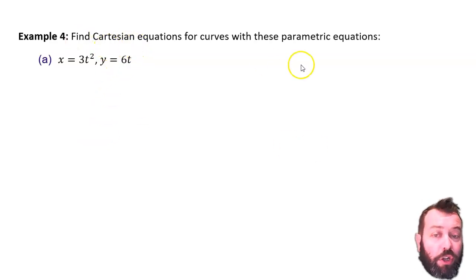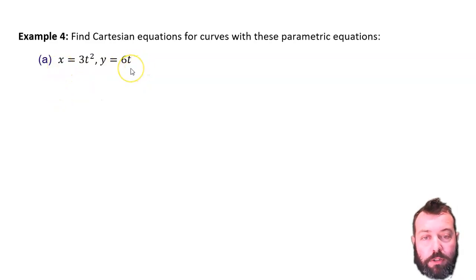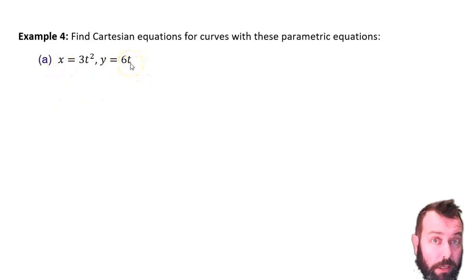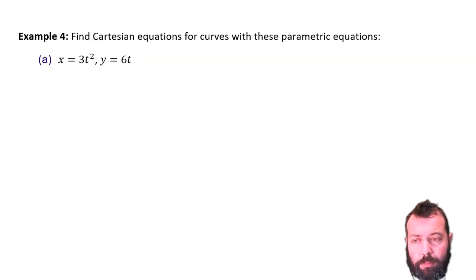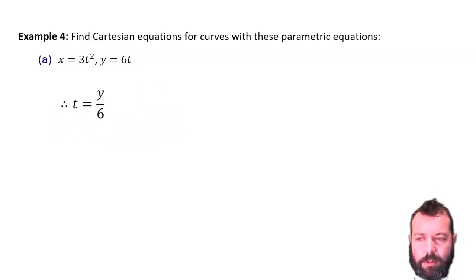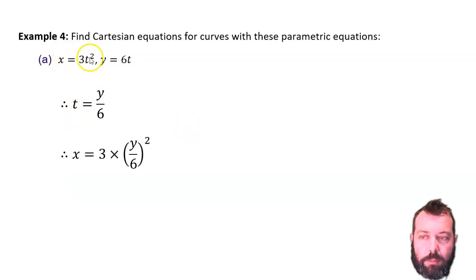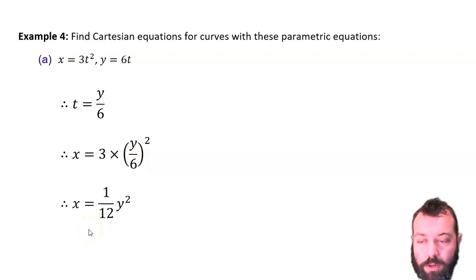Now, to find Cartesian equations from the parametric equations, what we typically need to do, and we didn't do it last time but we're going to do it this time, is make t the subject of one of those and substitute in. Looking at the parametric equation for y, I'm going to divide both sides by 6. Now I've got an expression for t. I'm going to substitute that into the x parametric equation. So 3 times this squared, and I end up with x is 1/12 of y squared.